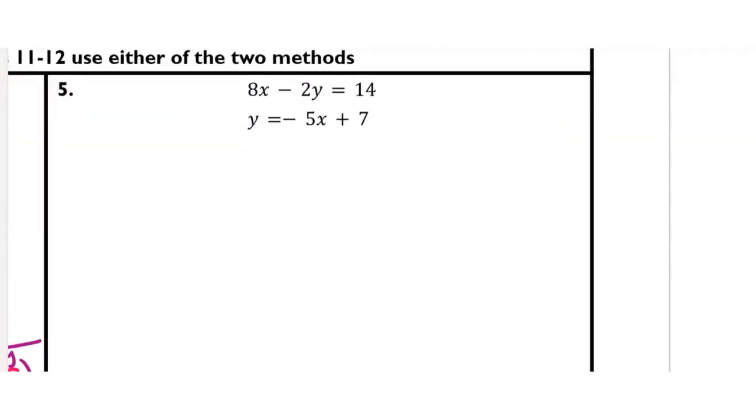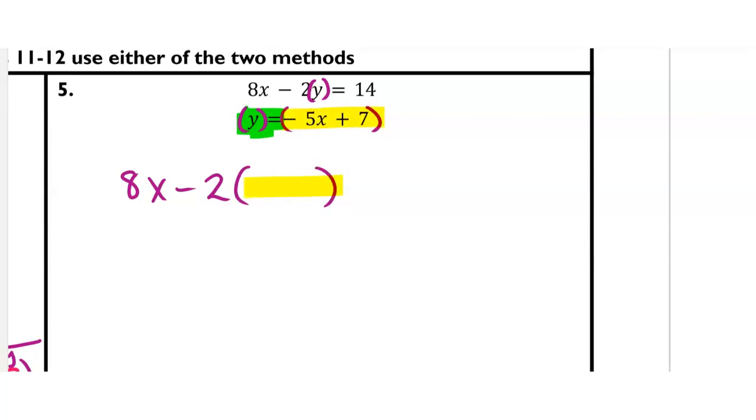Let's look at the next one. The next one is also y equals. We'll put parentheses around the y's, and then what y is equal to. So we're going to rewrite 8x minus 2 times, we're going to enter this for the y, negative 5x plus 7 equals 14. And then we just do the math.